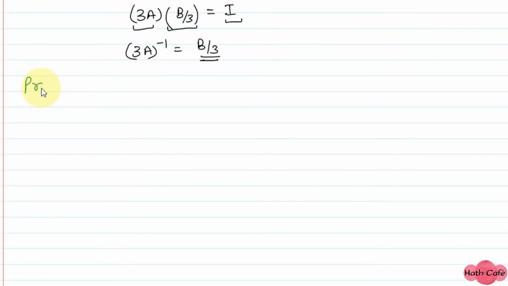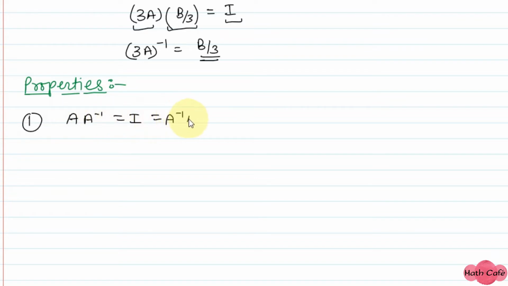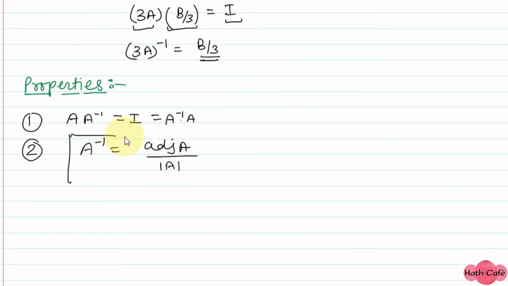So now look at some properties here. There are some properties based on inverse matrix. Alright, so here first property is A A inverse will be I, or A inverse multiplied by A will also be I. Alright, second property is that we will find A inverse by adjoint of A divided by determinant of A. We will solve question based on this property later. Okay, so let's see proof of this property.